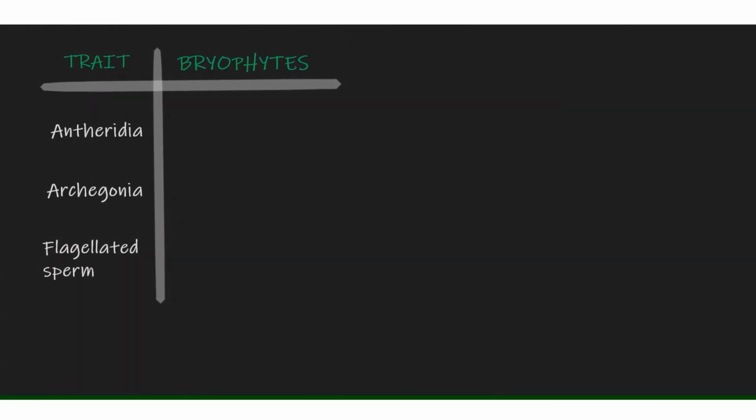Okay, and here's just a little chart to help us summarize some of the important traits that bryophytes have. So starting off with Antheridia. Antheridia is a haploid organ that produces the male gametes. So this is the structure that produces the sperm, and bryophytes do have these. Next, we have the Archegonia, which is similar in that it is a haploid organ structure that produces female gametes. And the bryophytes also contain these. And lastly, bryophytes do have flagellated sperm.